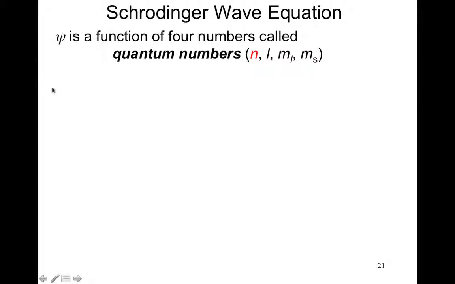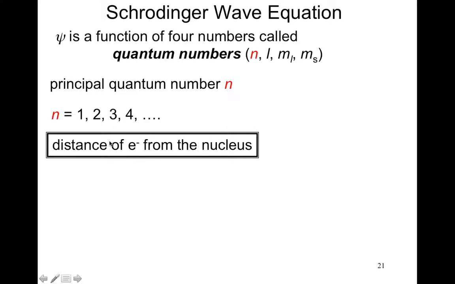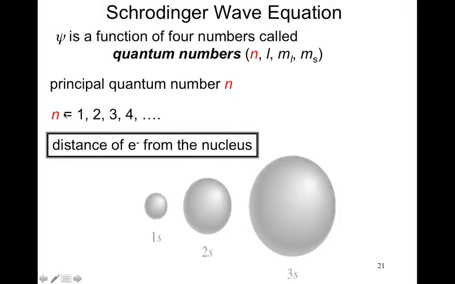So here's what it is. If you took Gen Chem, a lot of this stuff is going to sound familiar. The wave function is a function of four numbers called quantum numbers: n, l, m sub l, m sub s. n is the principal quantum number. They're 1, 2, 3, 4, on and on to 7. That's the distance of the electron from the nucleus. So you remember things like 1s2, 2s2, 3p6. Those 1s and 2s and 3s, those are n's, the distance from the nucleus.